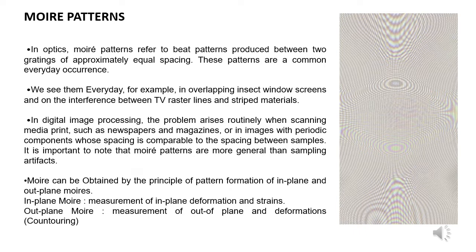We see them every day. For example, in overlapping insect window screens and in interference between TV raster lines and striped materials, etc. And in digital image processing also, the problem arises routinely when scanning media prints such as newspapers and magazines, or in images with periodic components whose spacing is comparable to the spacing between samples.